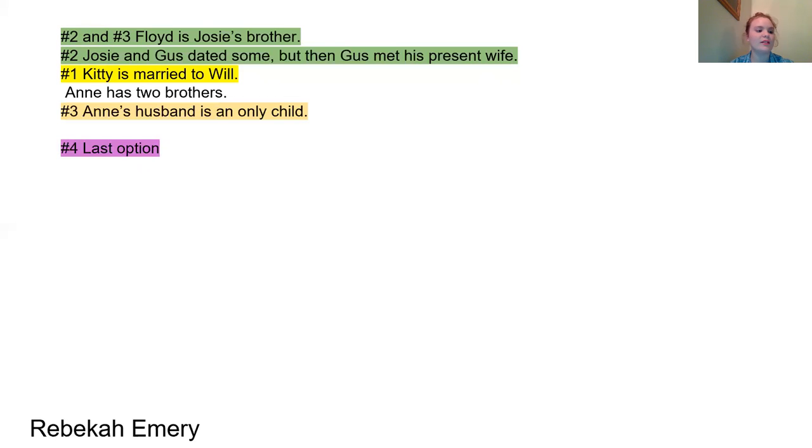Third, we know that Ann's husband is an only child since Floyd is Josie's brother. It cannot be Floyd. The only option for Ann is Gus. That leaves the only option left for Sarah is Floyd.